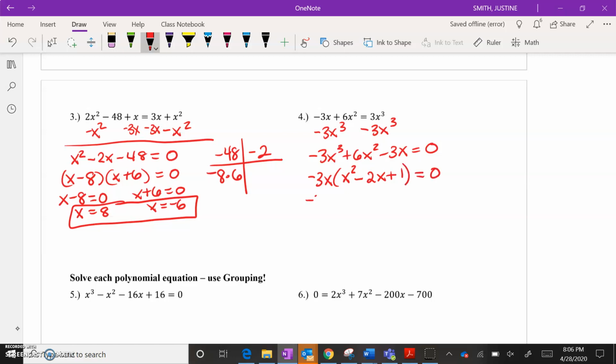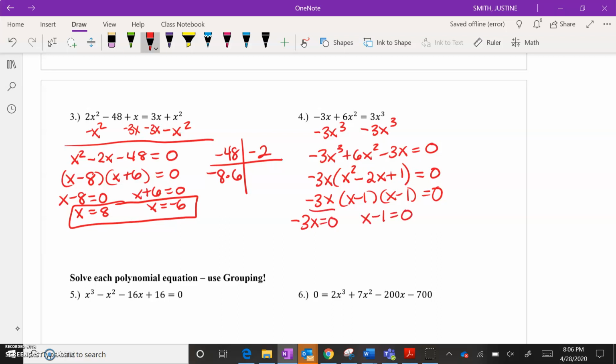And then I'm going to factor. So what multiplies to positive 1 and adds to negative 2 would be x minus 1, x minus 1. Okay. So now I'm going to set all of these equal to 0. So negative 3x equals 0, x minus 1 equals 0.